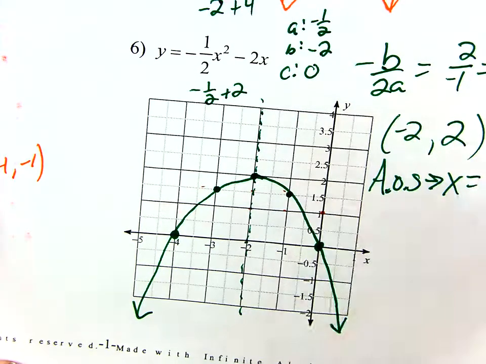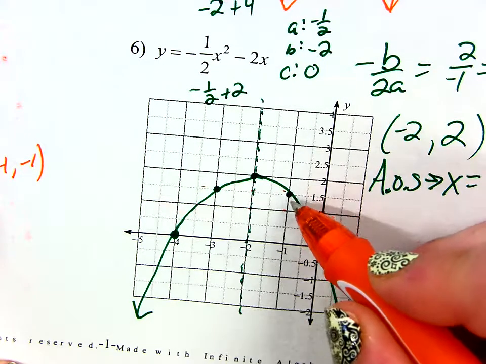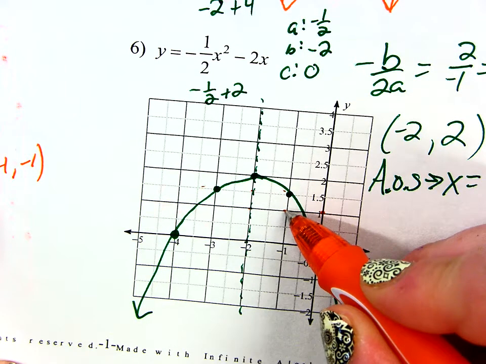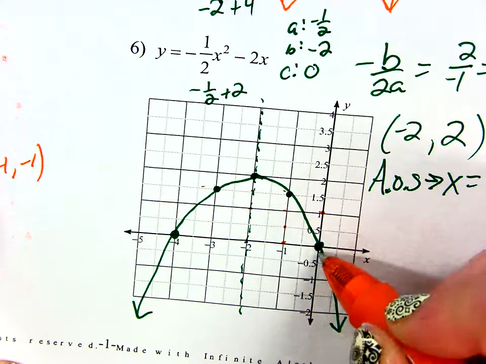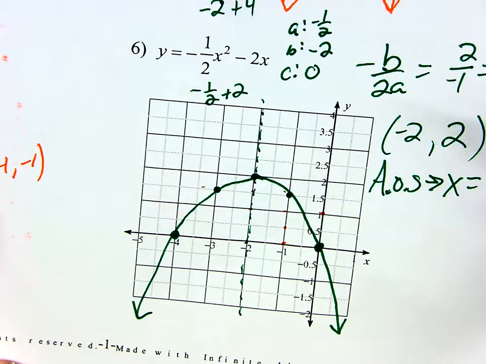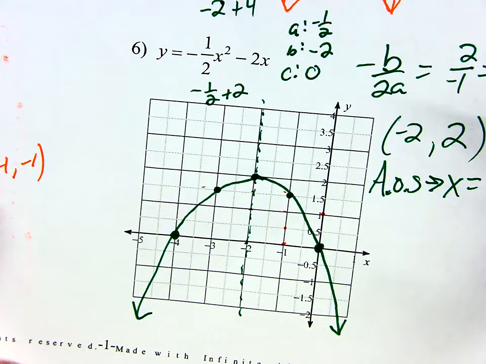And then to get to the next one, and normally it's 1, 3, 5, right? So to get to the next one, instead of going 3, I do 1.5. So here's 1.5 over 1. So yes, there is a huge shortcut for graphing quadratics.